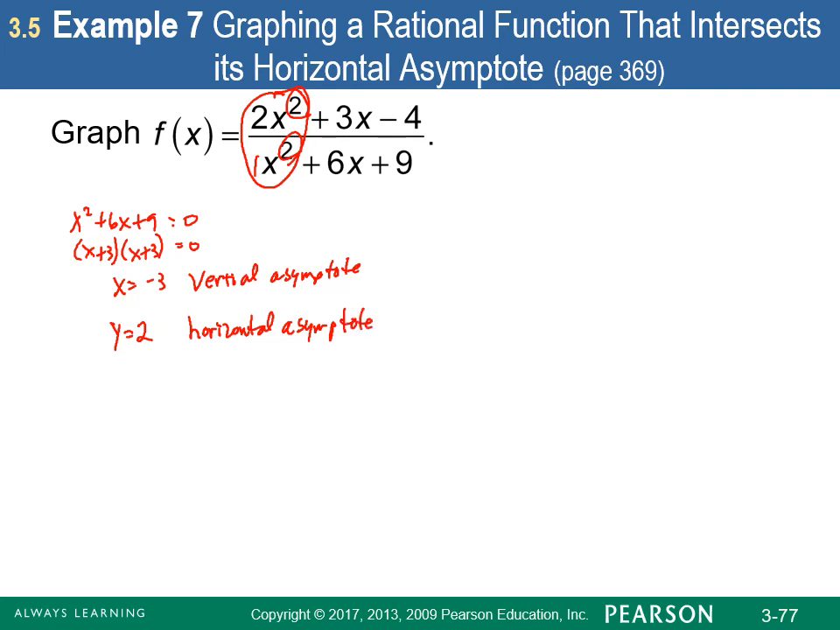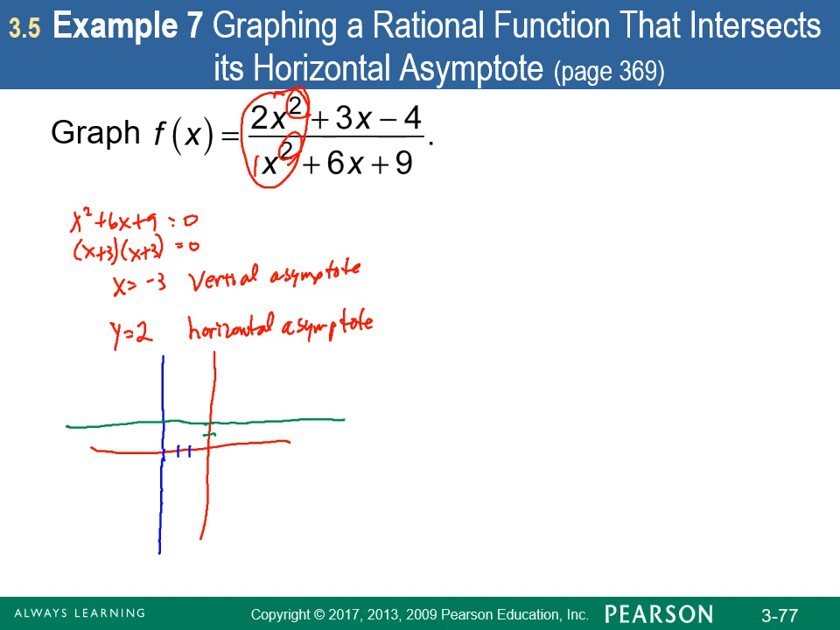Now I'll just get you started on the graph. Here is a typical graph. If we put a vertical line at negative 3, that would be our vertical asymptote. If we put a horizontal line at y equals 2, that would be our horizontal asymptote. Now, let me point out that a horizontal asymptote is only an asymptote in the sense that the line comes out at the end of it.